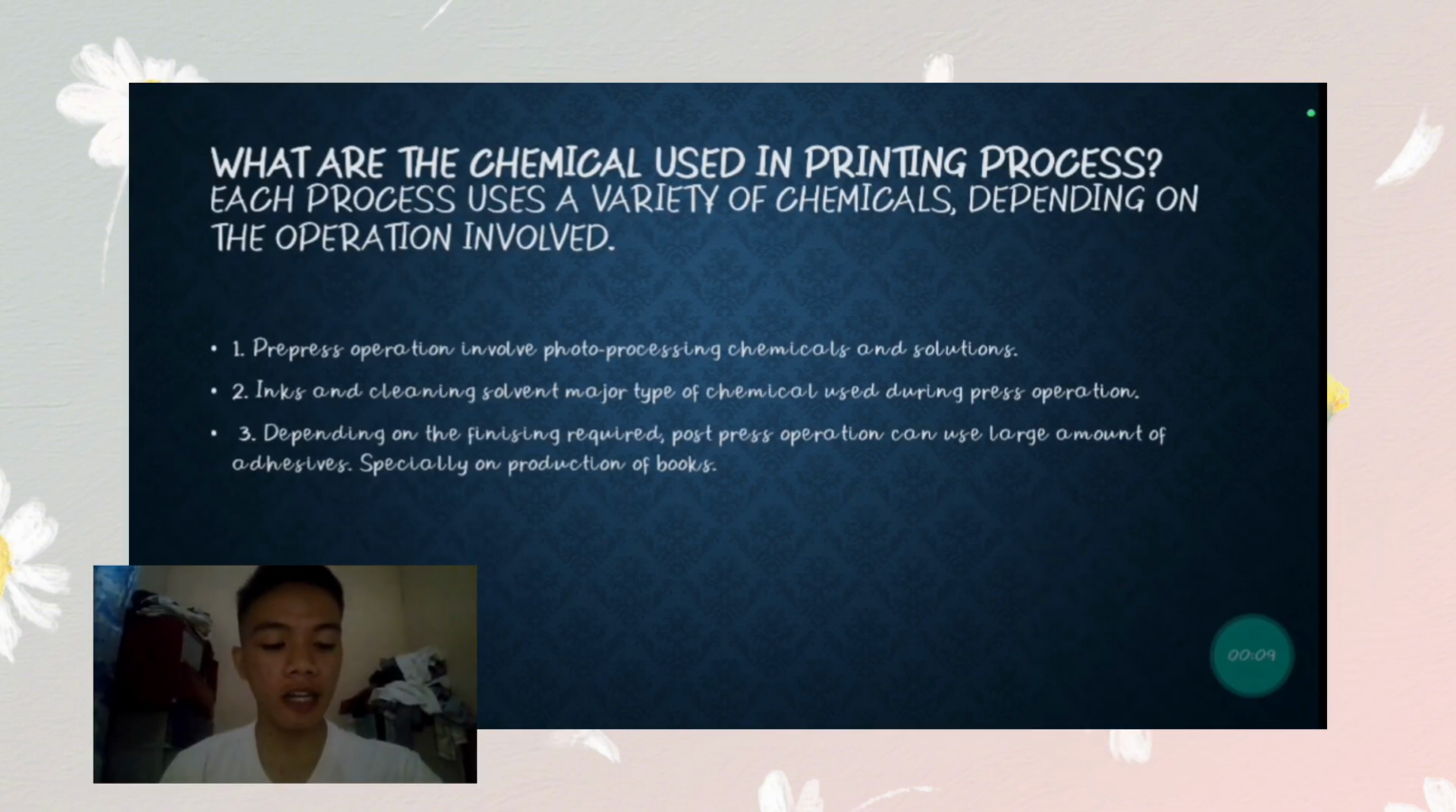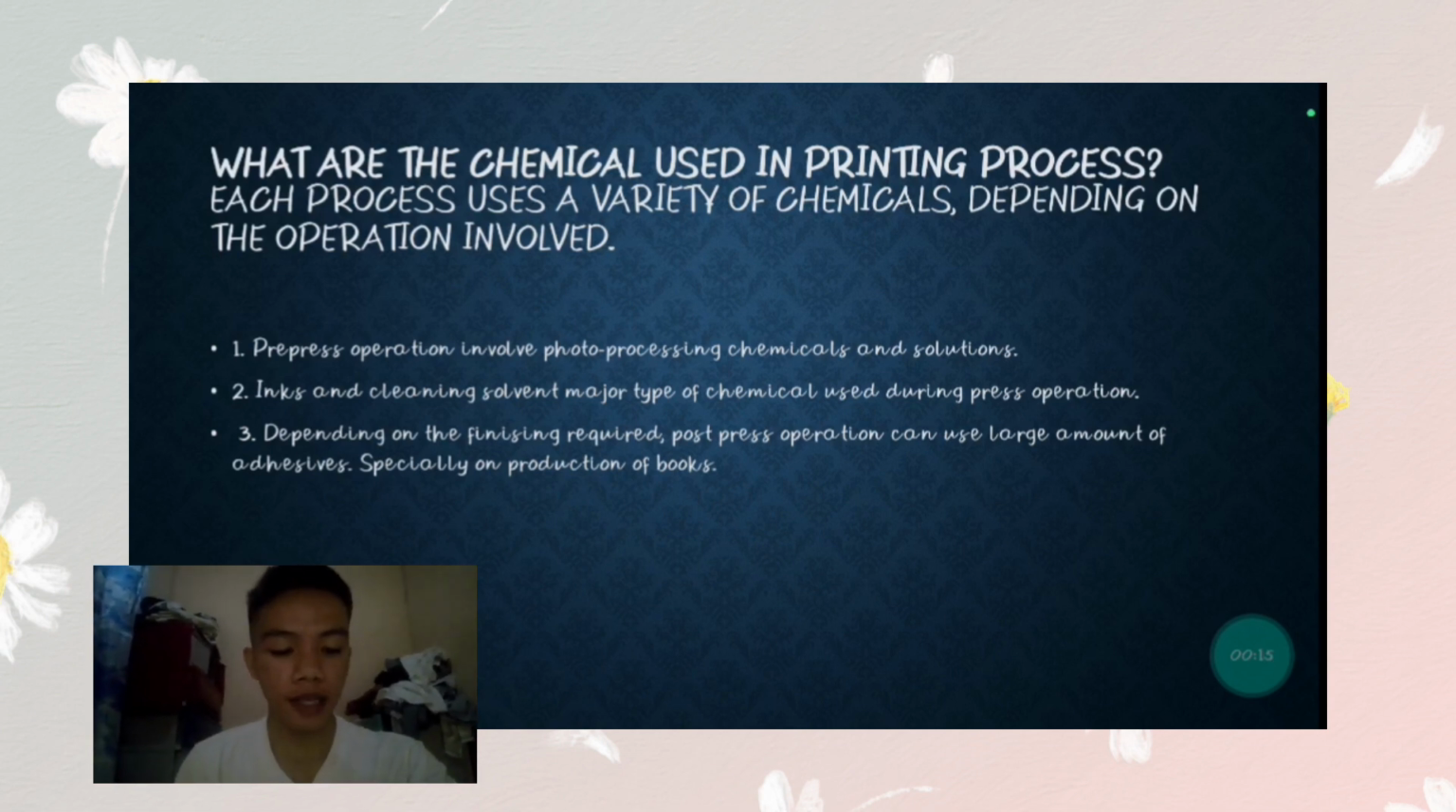What are the chemicals used in the printing process? Each process uses a variety of chemicals depending on the operation involved. Number 1. Pre-press operations typically involve photo-processing chemicals and solutions.